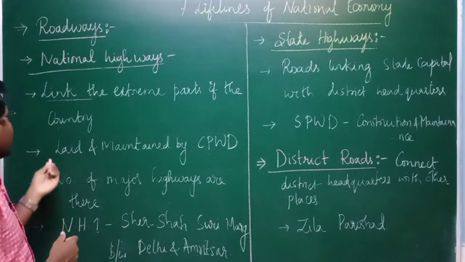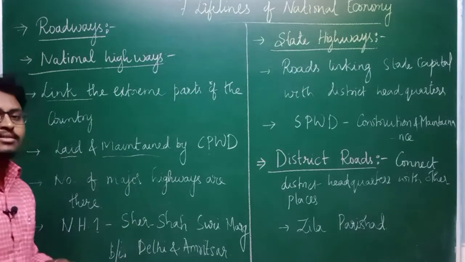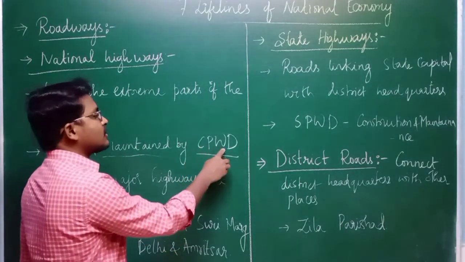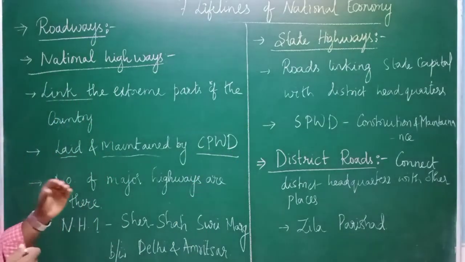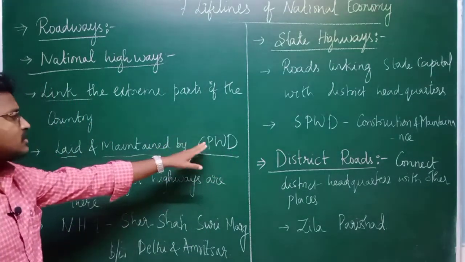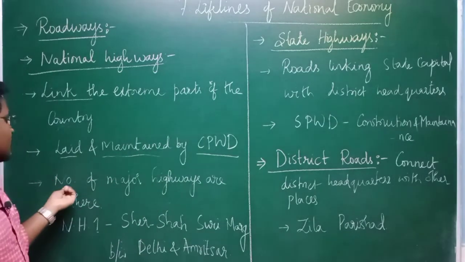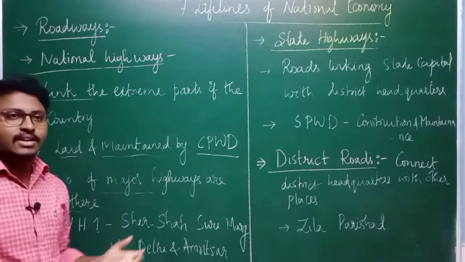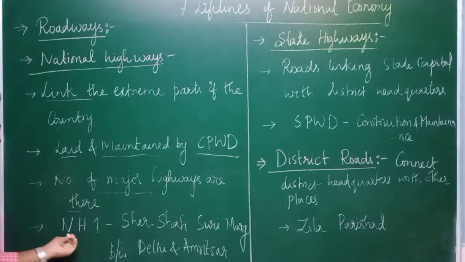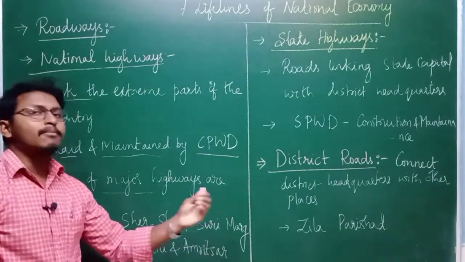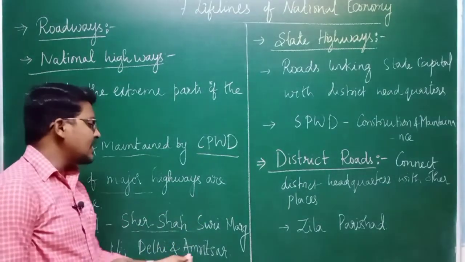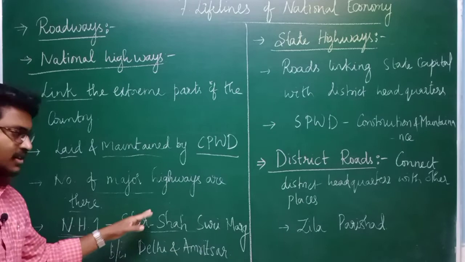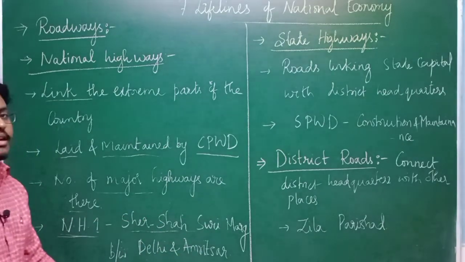Then the next thing is that these roads are constructed and maintained by an organization known as the Central Public Works Department, which constructs and also maintains them. Then there are a number of major highways in the country which connect the extreme parts of the country. Among them, national highway number 1 is named Sher-Shah Suri Marg, which connects Delhi and Amritsar.